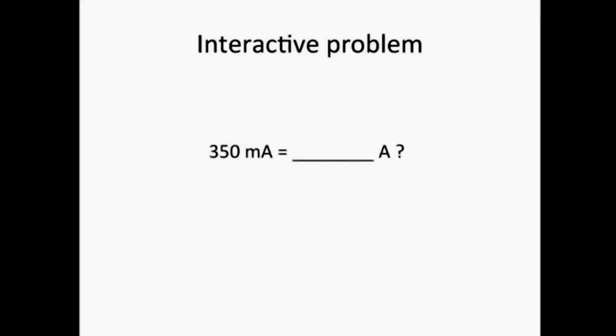So another interactive problem here: we have 350 milliamps. How many amps is that? We can do basically the reverse of what we did before with the kilovolts to volts, because this is a smaller thing. So what we're going to do is move that decimal place over 3 positions to the left, and that'll give us 0.35 amps.